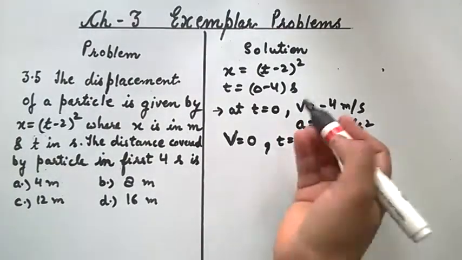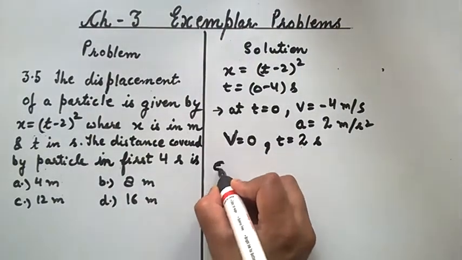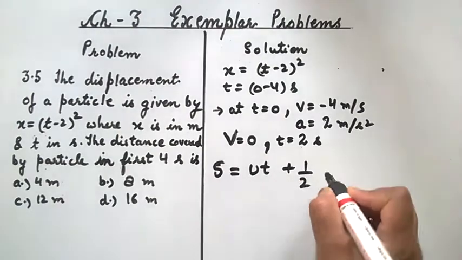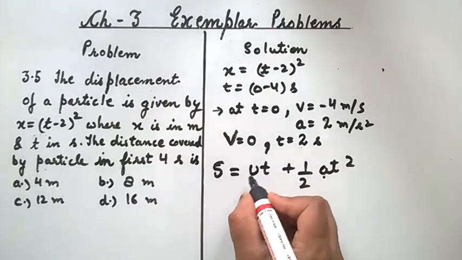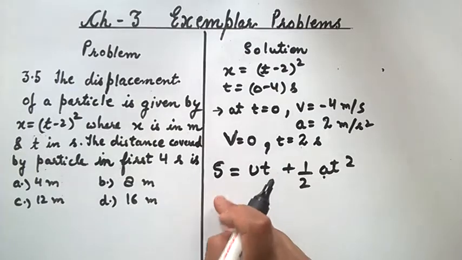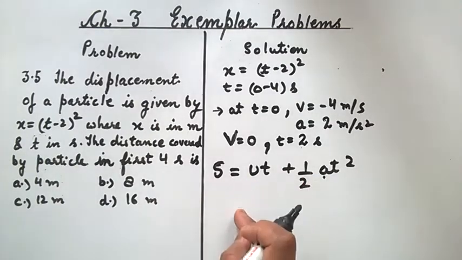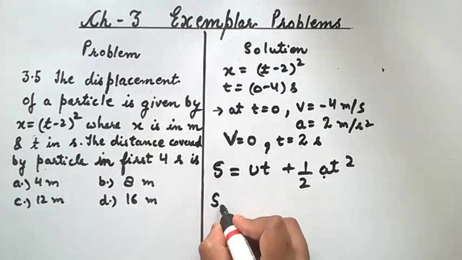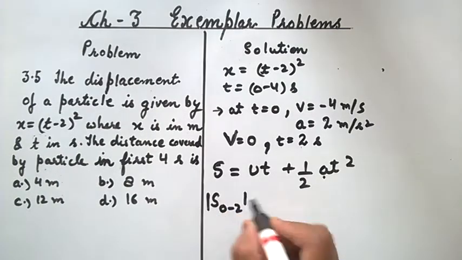We will find the distance using the equation of motion, s equals ut plus half at squared, where a is acceleration and u is initial velocity. So s is the displacement. We will take its magnitude, and in straight line motion the magnitude of displacement is equal to the distance covered. So here we divide our time interval in this one dimensional motion, starting with 0 to 2 seconds.